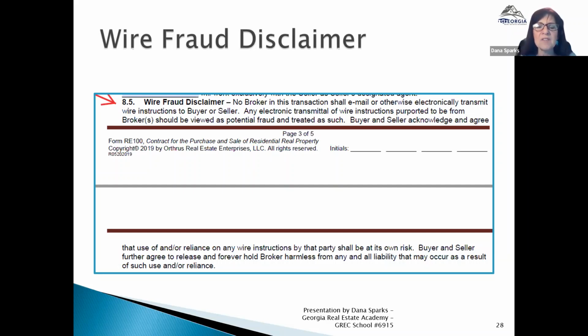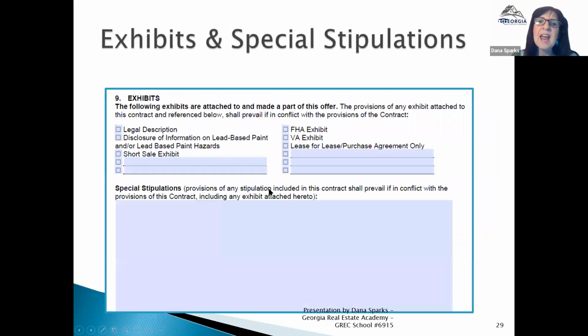A lot of brokers and a lot of closing attorneys will not email wire instructions anymore. You need to tell your people: never trust wire instructions they get via email, never trust a change in wire instructions, and never trust wire instructions they get by text. Very, very important.